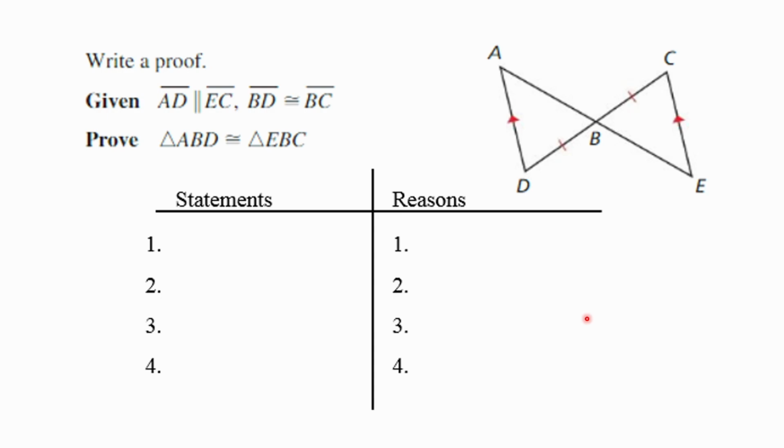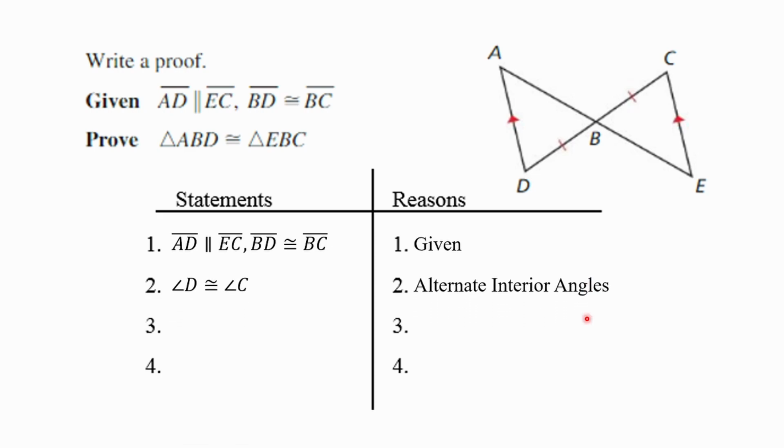So much like our other proofs, I'm going to start off by stating my given, so rewriting that as my first step. The next thing that I'm going to focus on is the fact that I have these two angles that are alternate interior angles at angles D and C. So D and C here, because of these two lines or line segments being parallel, those two will be congruent to one another because they are alternate interior angles.